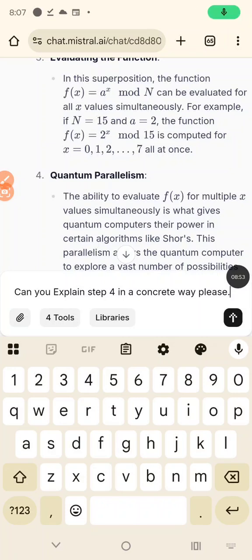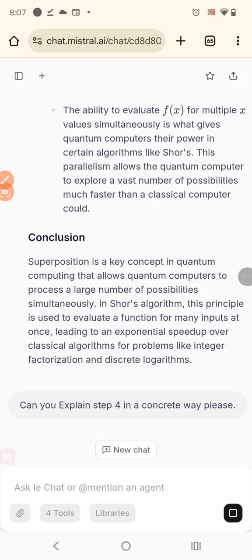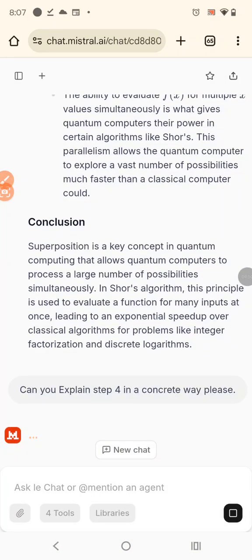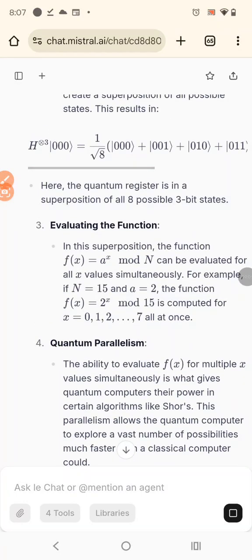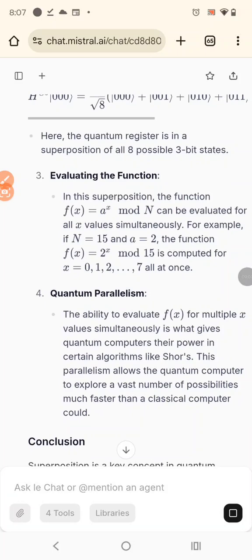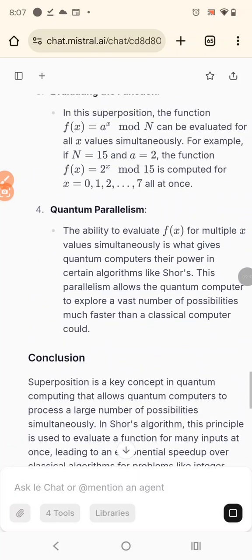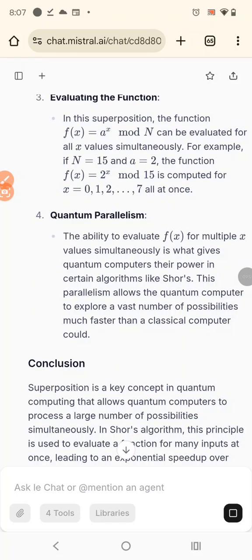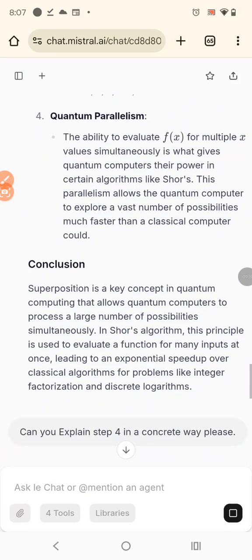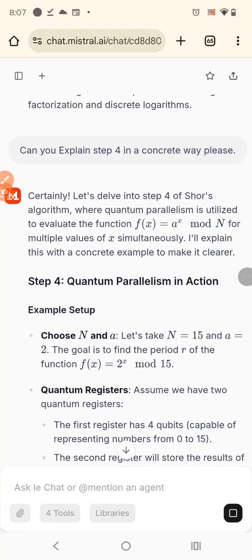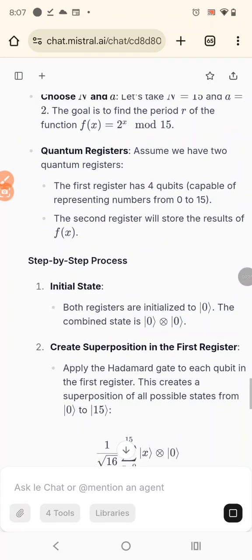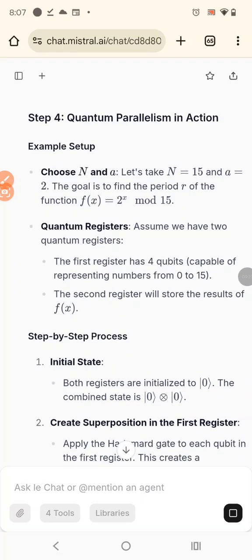So I have to ask a follow-up question. Because we have these 8 states in a superposition, all of them are equally likely. But how are we having the next step parallelly? So let's delve into step 4 of Shor's algorithm. N and a, we have already seen, we have chosen N equals 15, a equals 2.